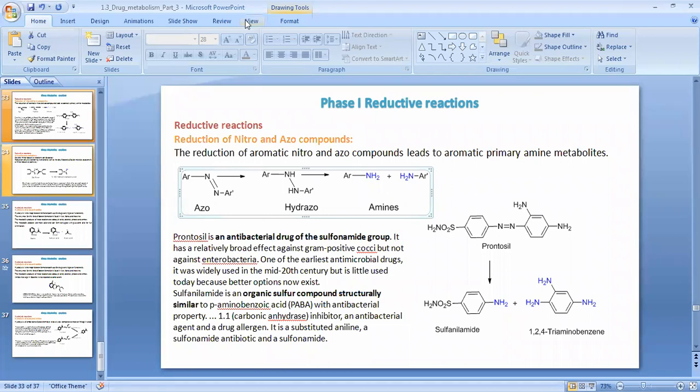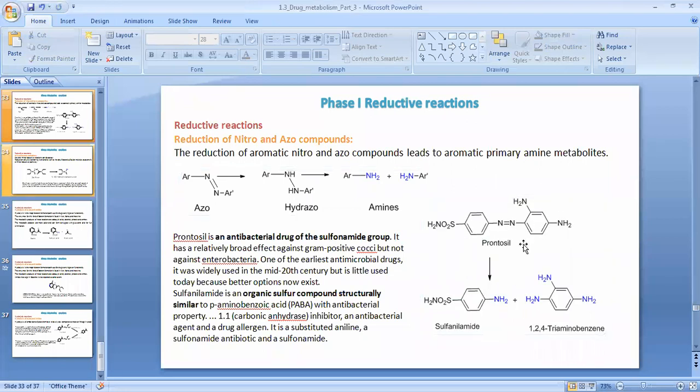The drug molecule which has an azo type of structure is prontosil. Now what is this prontosil? Prontosil is used as an antibacterial drug from the sulfonamide family. आता antibacterial drug ज्यावेळी सल्फोनामाइड्स अजून डिस्कवर झाले नव्हते, that time this prontosil drug molecule was used as an antibacterial drug of which family? Sulfonamide family.